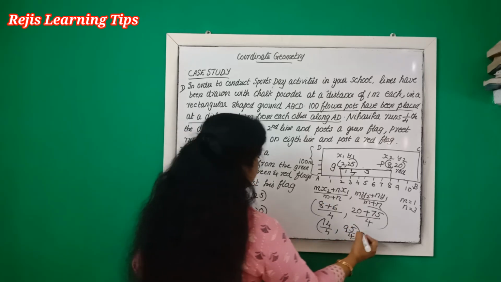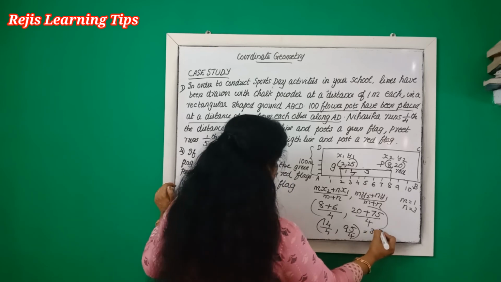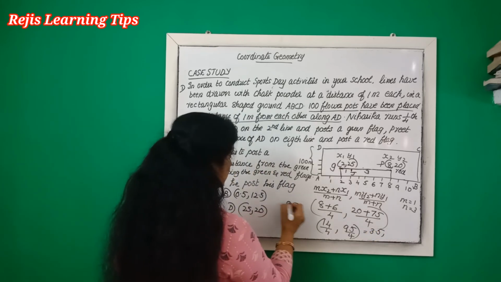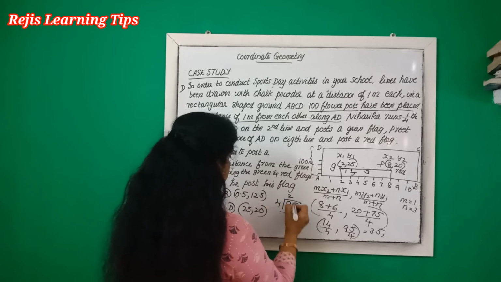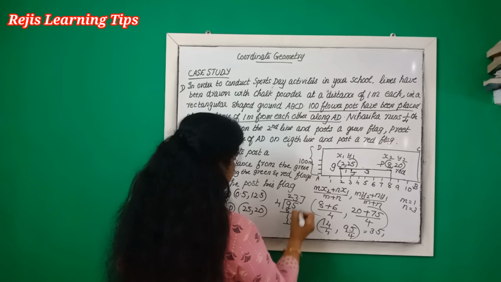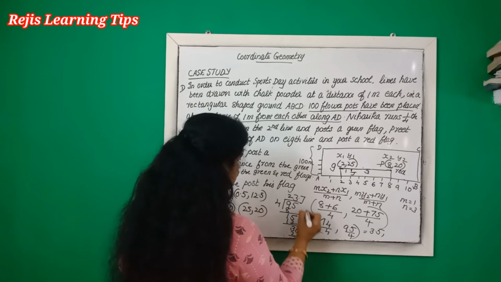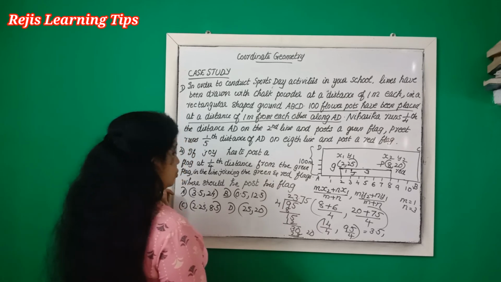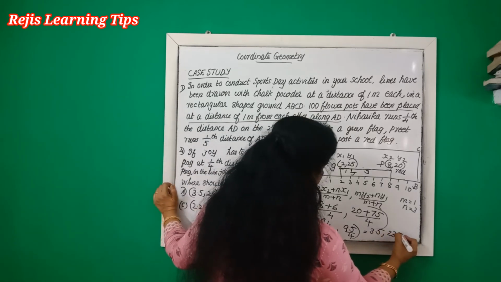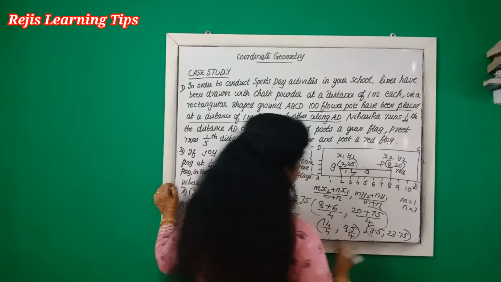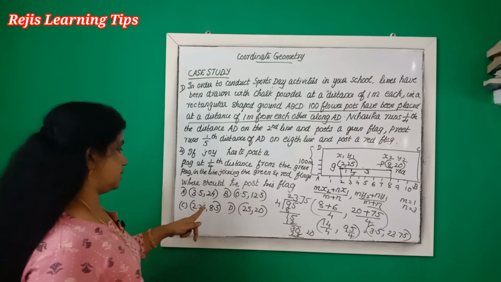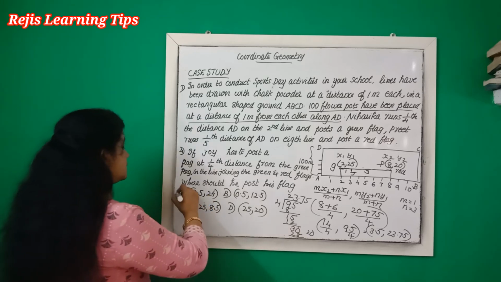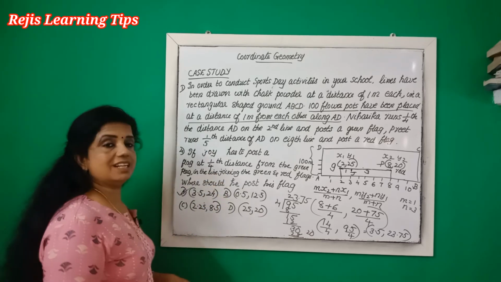14 by 4 is 3.5. Then 95 by 4: 4 twos are 8, remainder 1, 15, then 4 threes are 12, remainder 3, 30, then 7 fours are 28, remainder 2, 20, then 23.75. So 3.5 and 23.75. The answer is not given here, so we can take the approximate answer, that is (3.5, 24). So our option is A.